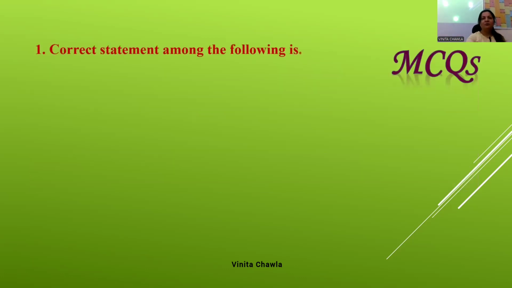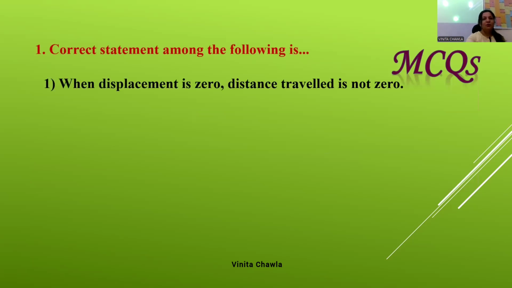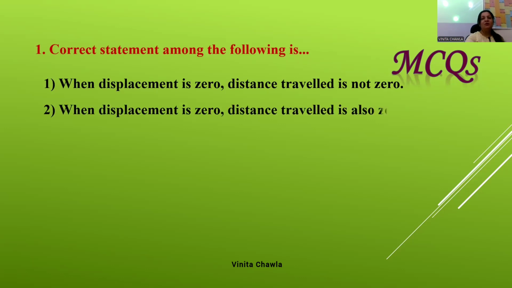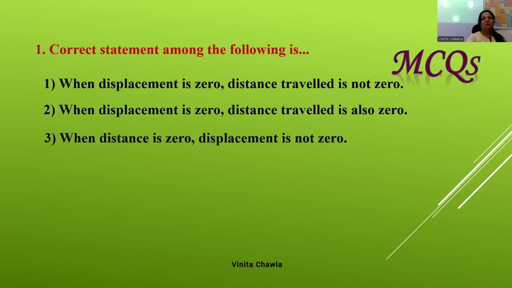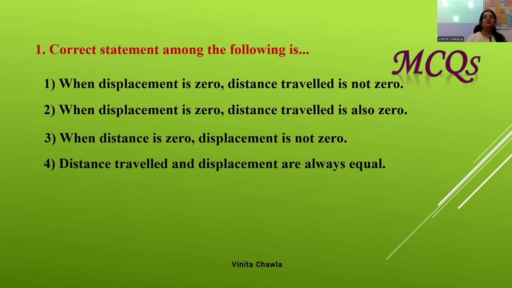Correct statement among the following: when displacement is 0, distance traveled is not 0. When displacement is 0, distance traveled is also 0. When displacement is 0, distance is 0, displacement is not 0. Distance traveled and displacement are always equal. Which statement is correct? First.